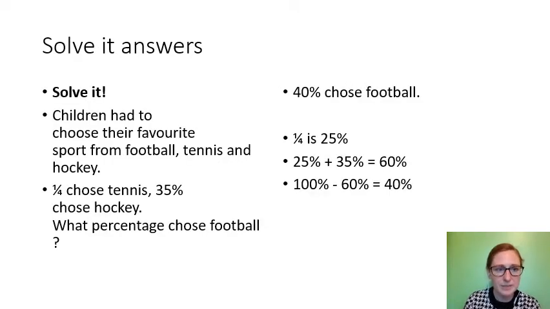Yesterday's solve it. So 40% chose football as their favourite. 1/4 is the same as 25%. 25% plus 35% gives us 60%. And the whole of the children would be 100%, minus the 60% that chose tennis and hockey, leaves us with 40% who must have chosen football.